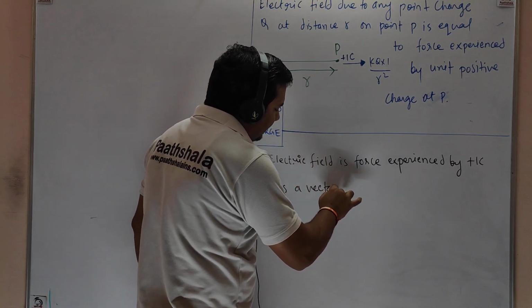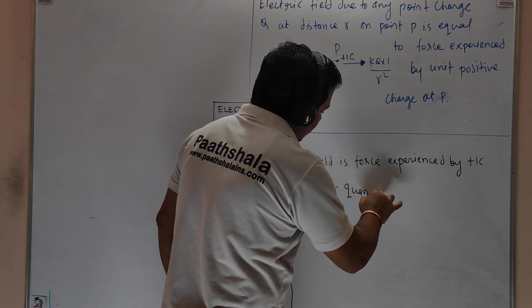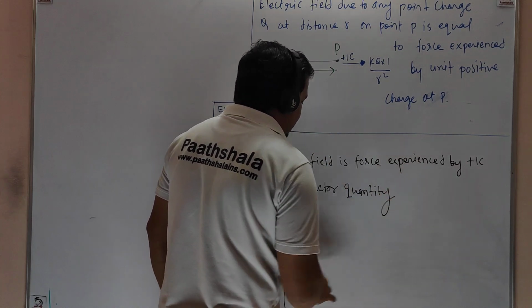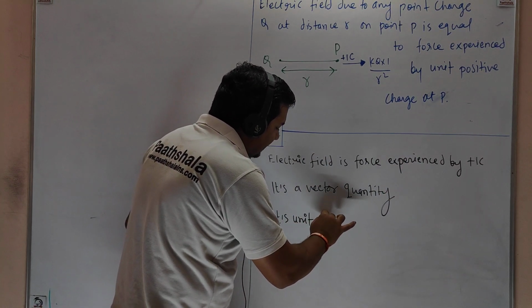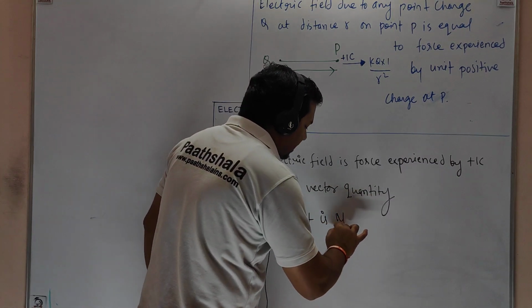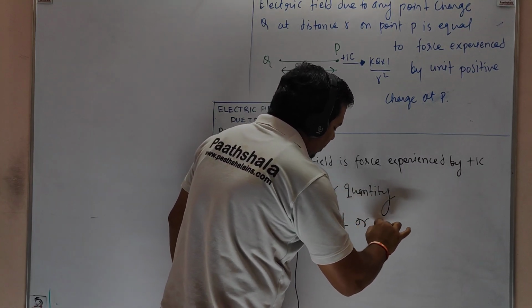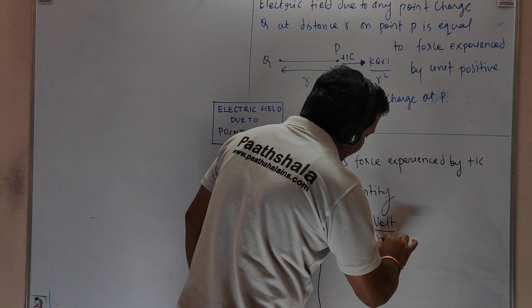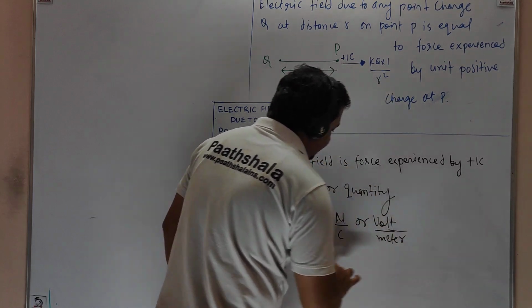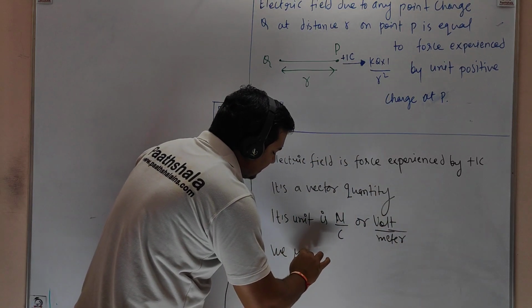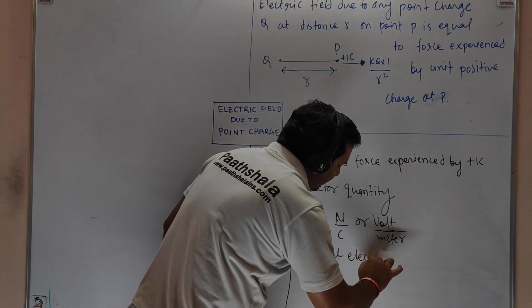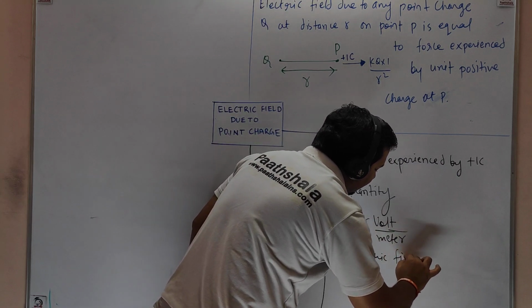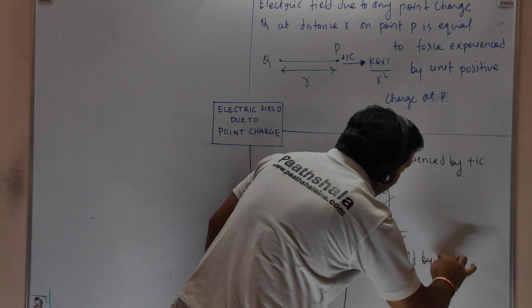It's a vector quantity and its unit is Newton per coulomb or volt per meter. We represent electric field by E.